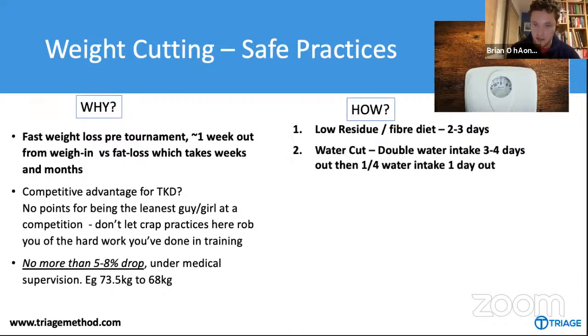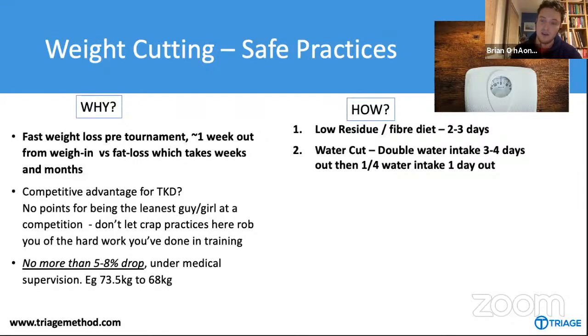Next one we'll talk about is water cut. So, as the name doesn't suggest in the first place, you have to increase your water intake rapidly, massively. So if you're drinking, say, 2-3 liters of water a day, you want to double that. You want to get up to 4-6 liters of water a day, maybe even a bit more, for the 3 to 4 days.